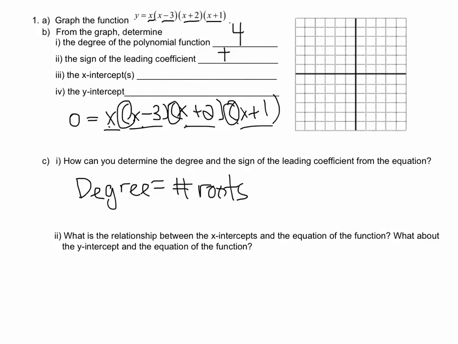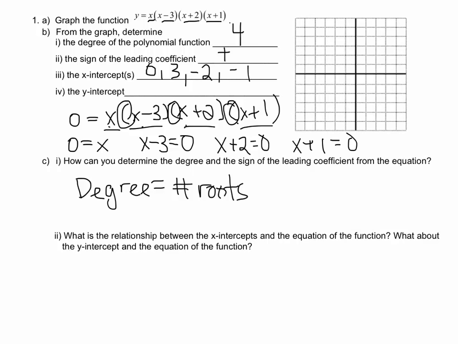Finding the x-intercepts then, setting each of these to 0, we would have 0 equals x. 0 is going to be one of our intercepts. We would have x minus 3 equals 0. x equals 3 is another one. We would have x plus 2 equals 0. Another one then would be negative 2, and our last one, x plus 1 equals 0. Negative 1 would be our last x-intercept.